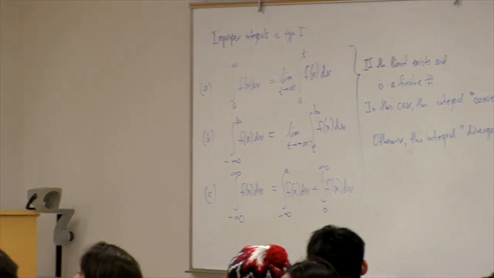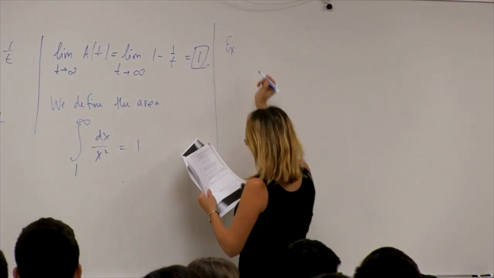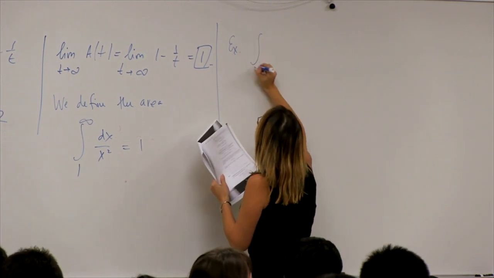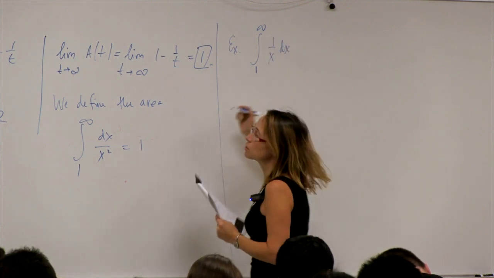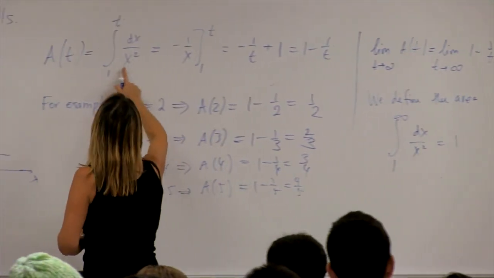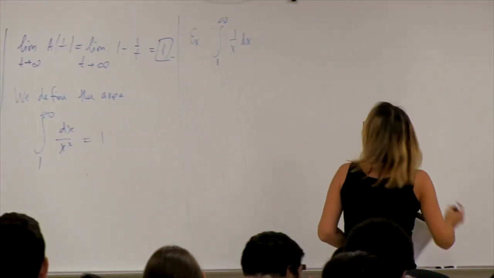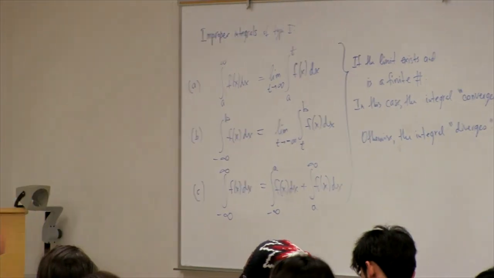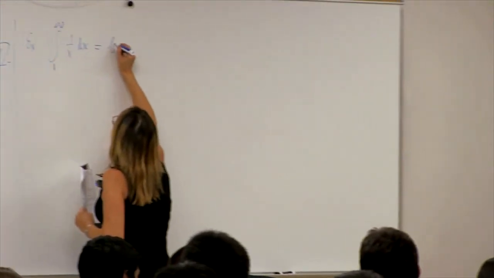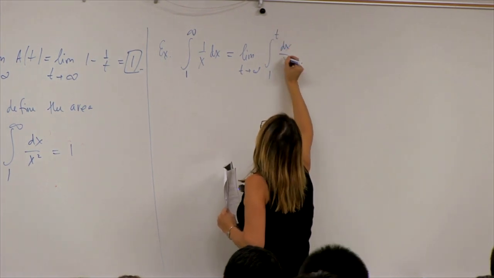We already had one example here. I want to show you a different example, which looks very similar. So calculate an integral from 1 to infinity of 1 over x dx. What's the difference? Here we had 1 over x squared. In the new example, I have 1 over x. So you can see that this is an improper integral of type 1a, where I go to the right. The upper limit is infinite. So I can say that this is a limit as t goes to infinity, an integral from 1 to t dx over x, right?